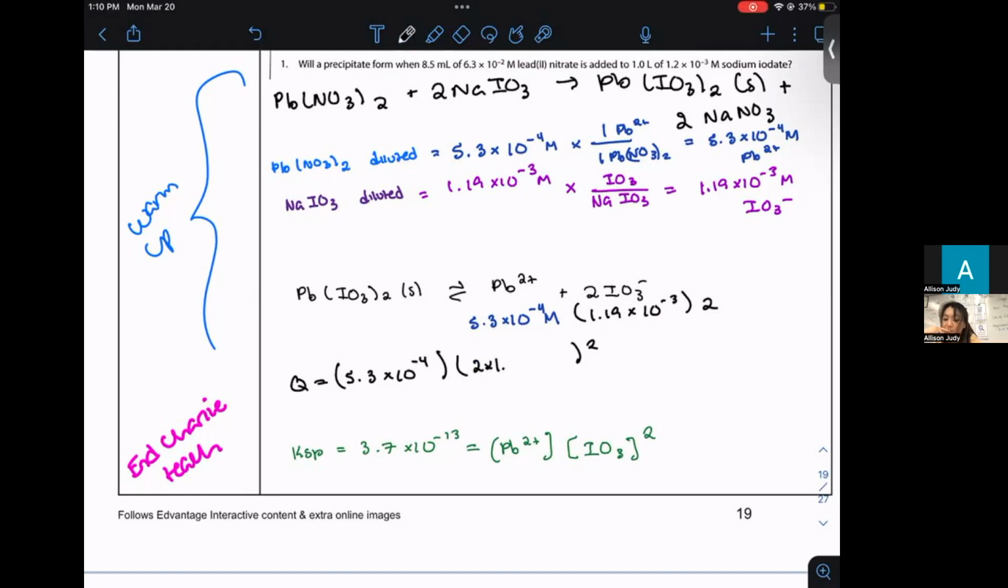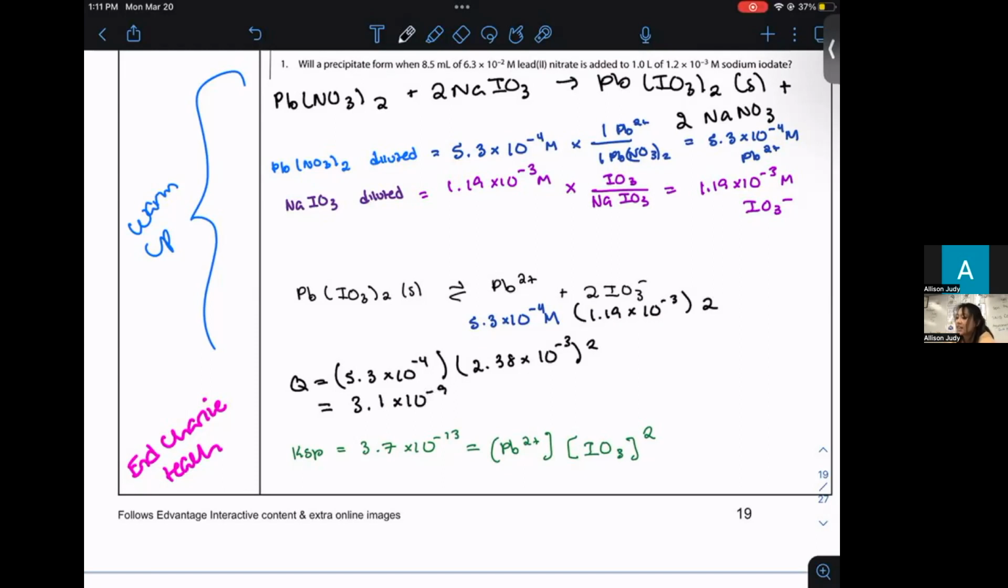2 point, what? 2.38? Oh, okay. I was like, that cannot be correct. 2.38 times 10 to the negative 3. I was like, oh my God, that's so wrong. Okay, perfect. And then what do you guys get for Q? 3.05 times 10 to the negative 9.